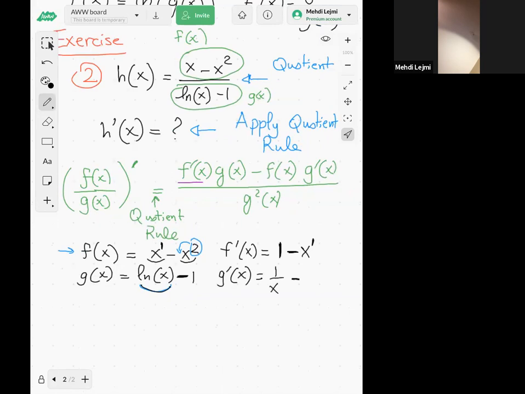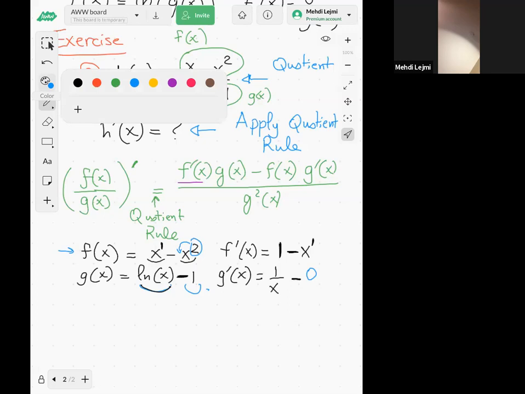Now we have 1. So the question is, what's the derivative of 1? So 1 is just a constant by itself. When we have a constant by itself, the derivative is just 0. So it's minus 0. Okay? Because it's just a constant by itself. And yeah, so I got my f prime, I got my g prime. So I'm good to go.